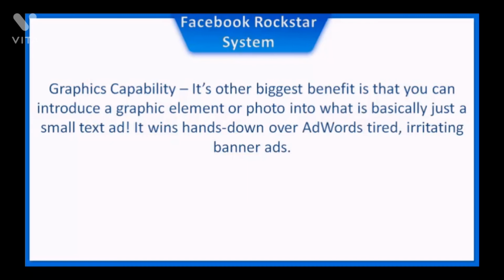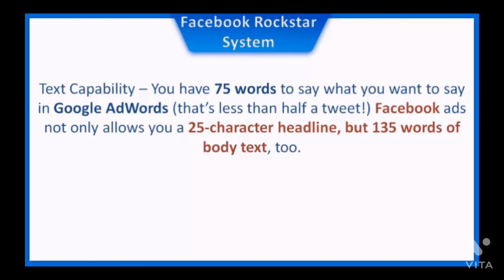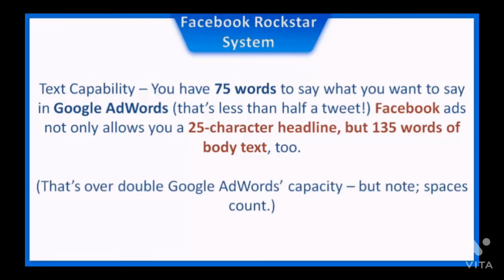You could simplify it like this. Want a text ad only? Use AdWords. Plan to use a graphic? Use Facebook ads. Text capability. You have 75 words to say what you want to say in Google AdWords. That's less than half a tweet. Facebook ads not only allow you a 25-character headline, but 135 words of body text too. That's over double Google AdWords capacity. But note, spaces count.